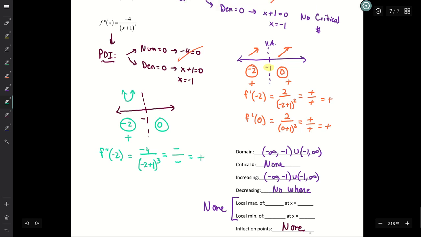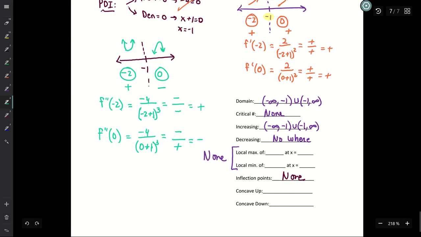And then if I evaluate f double prime at 0, I get -4 over 0 plus 1 all cubed. That'll be a negative on top. Looks like positive on the bottom of that one. So overall negative. Negative there means concaved downward.